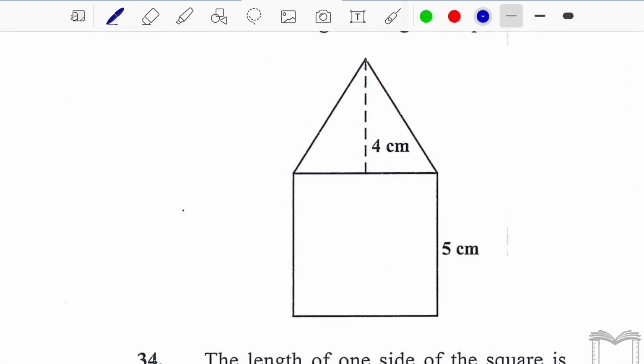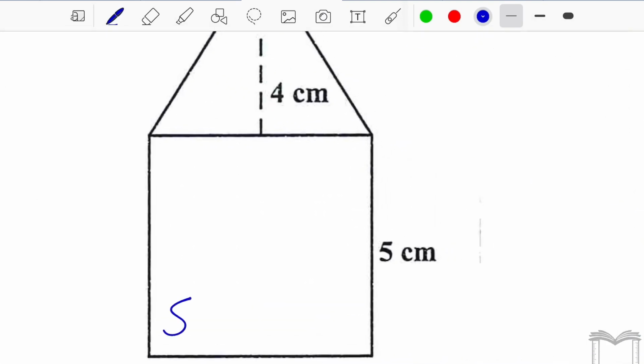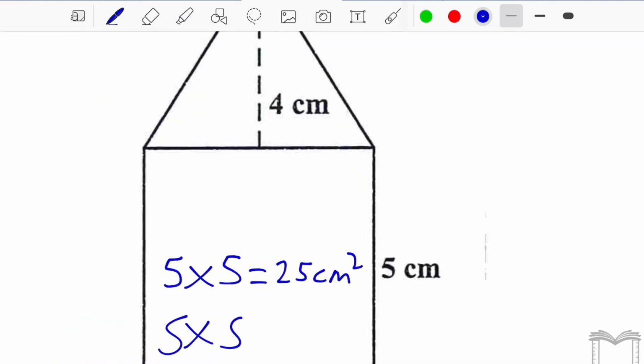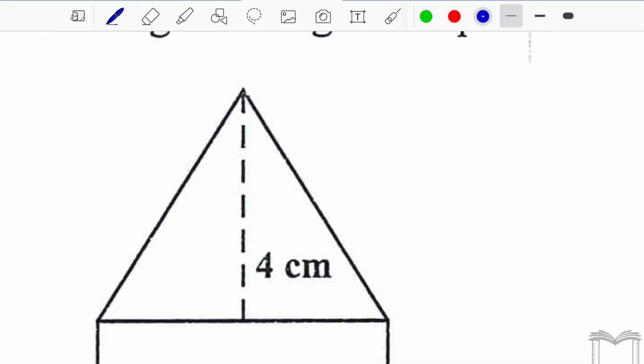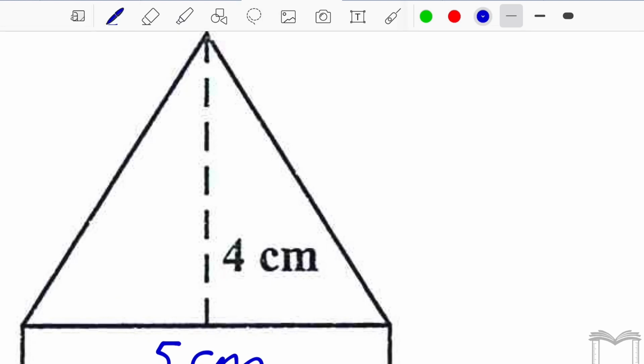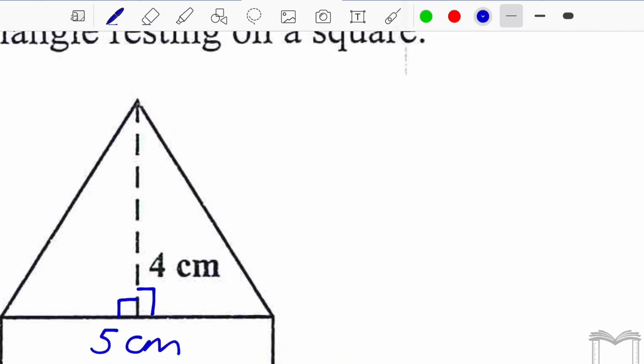We know that the area of a square is side times side. So side times side, this is 5 times 5, which is 25 centimeters squared. And for the area of a triangle, we know that this side is 5 centimeters. We can see that this is a right angle here, and the right angle here.